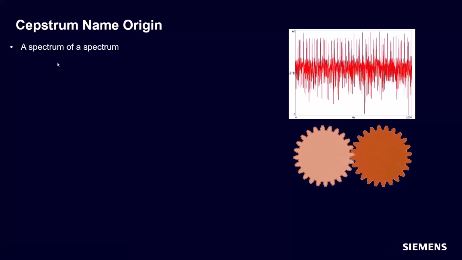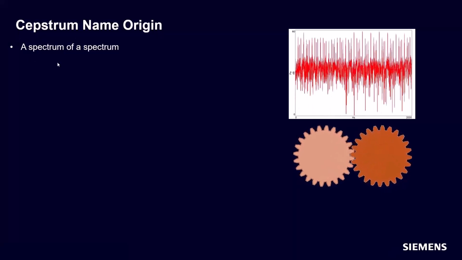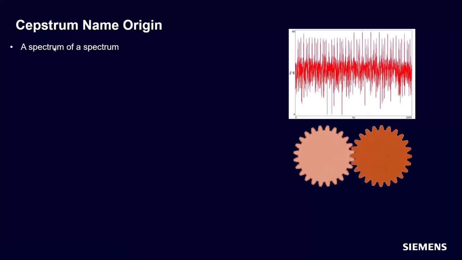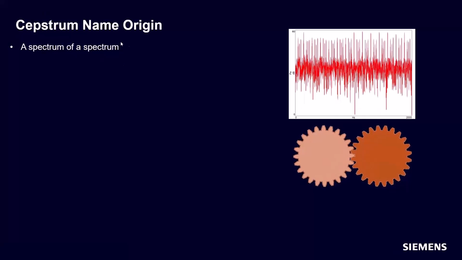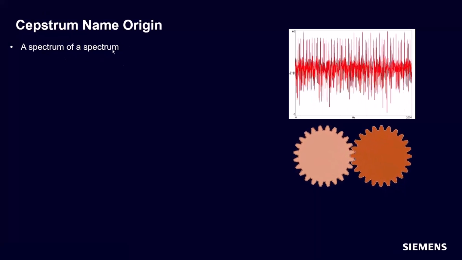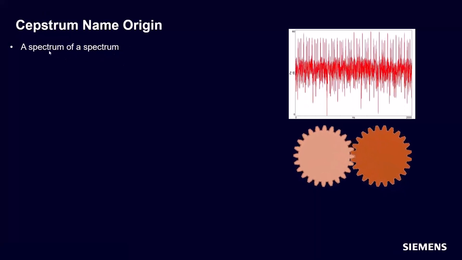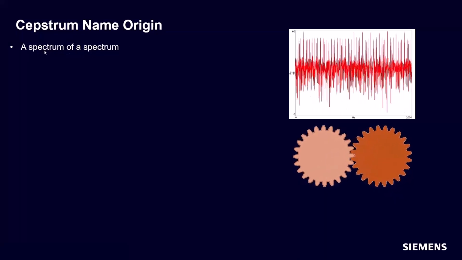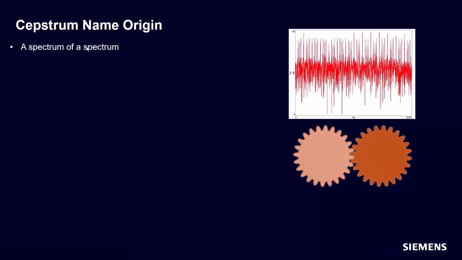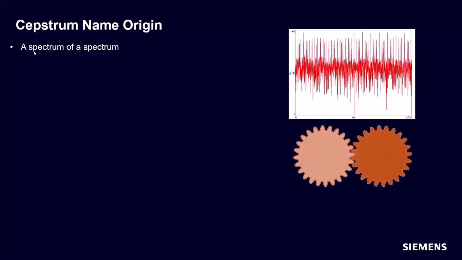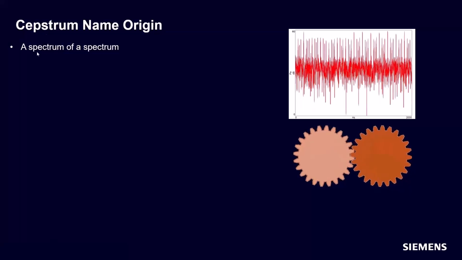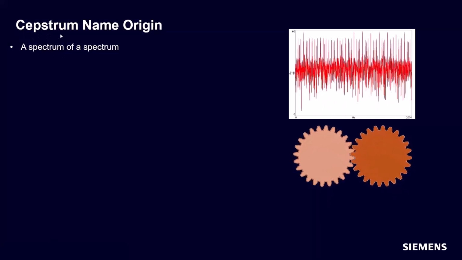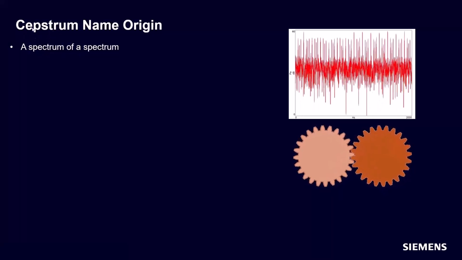The mathematical process, which we will go on to see, is a spectrum of a spectrum. So really what we're doing with a Cepstrum is we're taking an FFT of an FFT, or a fast Fourier transform of a Fourier transform. And because of that, it's got kind of a strange name. The people who came up with this thought it would be funny or interesting or cool if they reversed the first few letters of spectrum, because it's a spectrum of a spectrum, and you get Cepstrum. So Cepstrum comes from the first couple letters of spectrum inverted.